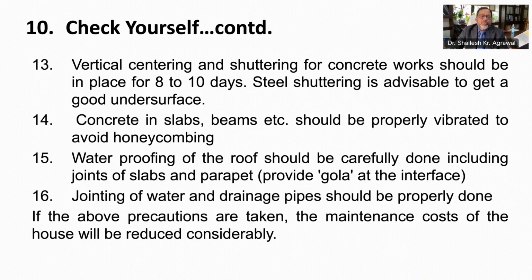Waterproofing is also very important and waterproofing of the roof should be carefully done, including joints of slab and parapets. Always provide a gola at the interface for smooth expulsion of rainwater. Jointing of water and drainage pipes should be properly done. If this 16-point checklist is considered while doing housing construction, the maintenance cost of the house will be reduced considerably.